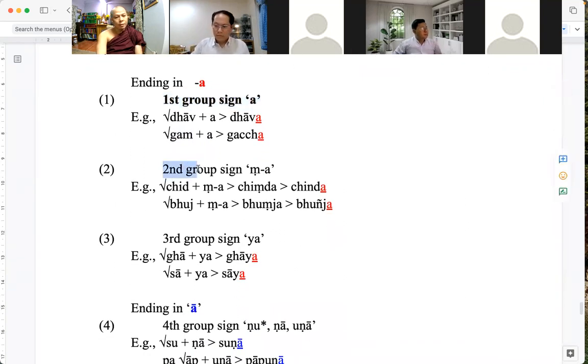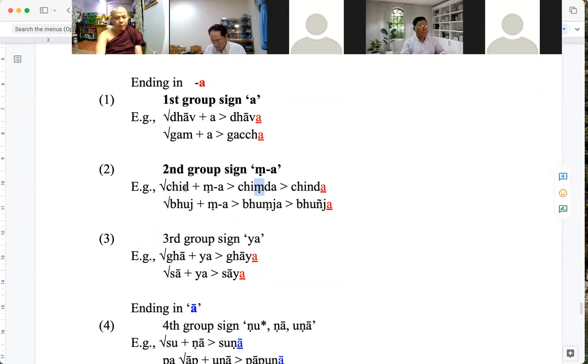And then the second group sign is the nasal and the R. To the root chid, the R sign is added, but this nasal is inserted before the last consonant of the root, you see. That is the right place for that nasal sound.